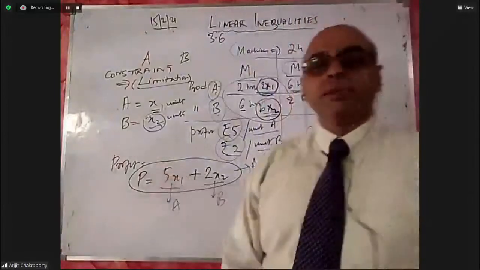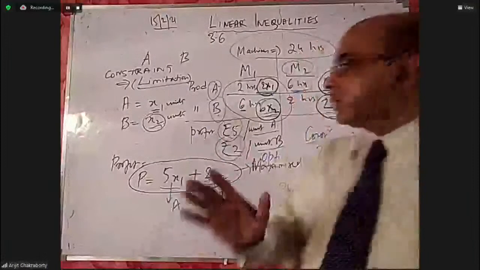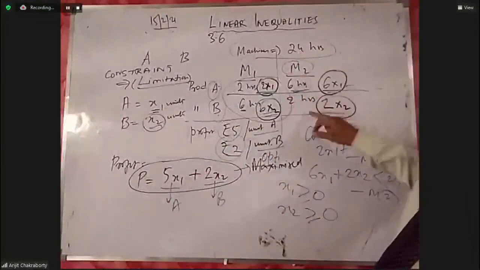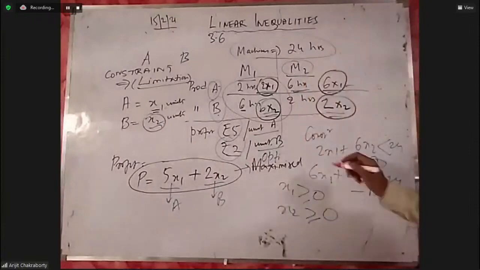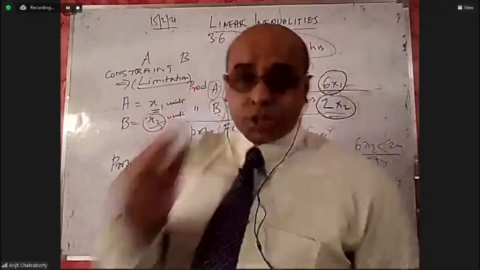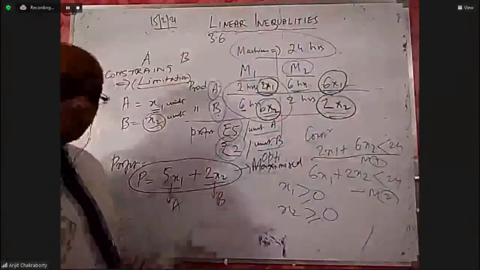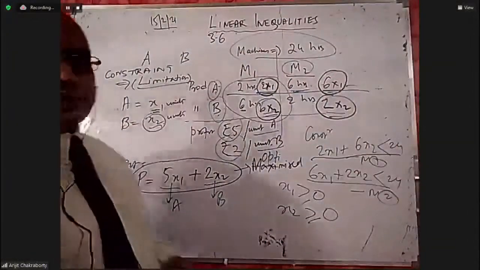The optimization function is given. The profit function you need to optimize subject to the constraints. Constraints are in terms of time. So you have a constraint for machine 1, which I'm underlining once again: 2x1 plus 6x2 is less than 24. You also have a constraint for machine 2, and I'm underlining it: 6x1 plus 2x2 is less than 24.